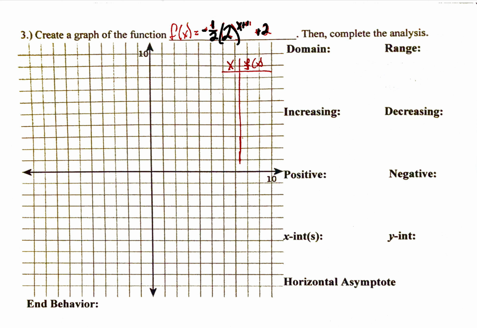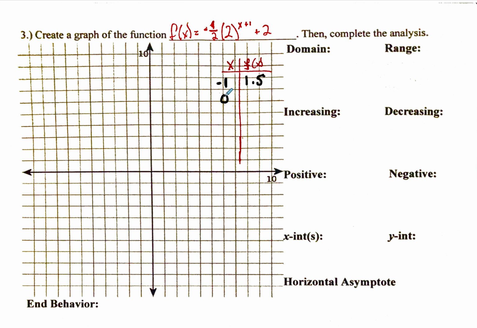So here you see it's 2 to the x plus 1. What I'm going to do is have my first one be negative 1, because when I plug in negative 1, it makes the exponent 0. So 2 to the 0 is 1. Negative 1/2 times 1 is negative 1/2. Negative 1/2 plus 2 is positive 1/2, right?